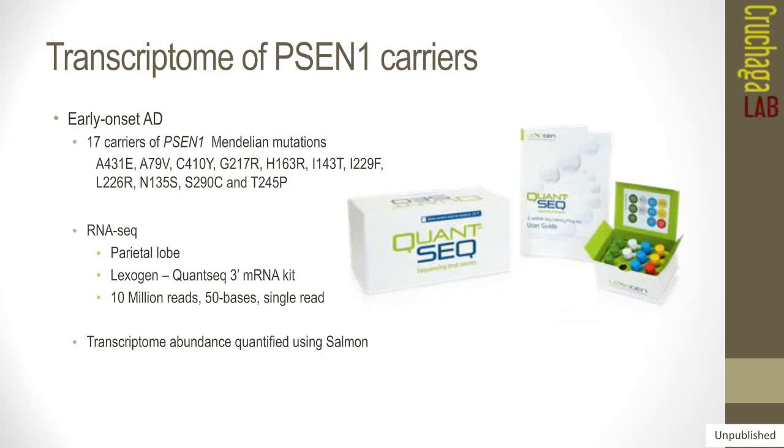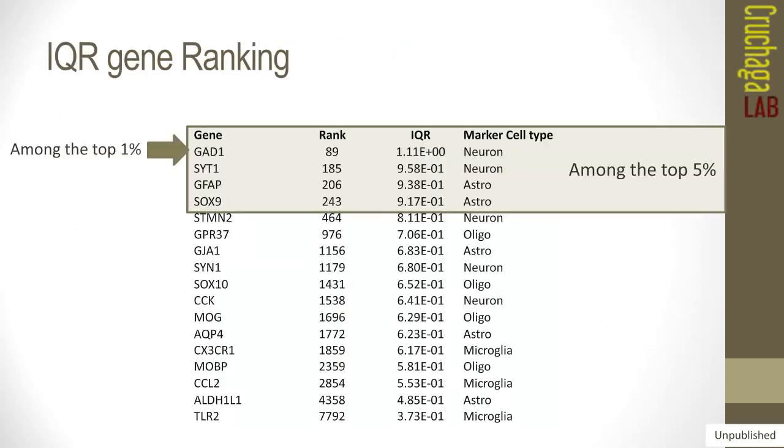And we re-quantify the expression levels using, again, Salmon with specific settings. We didn't use the whole gene because this kit is capturing the 3' end of the transcript. So we model only the 3' end of the transcript as a reference for Salmon. And again, we only sequence PS1 carriers, so we try to see how the cell distributions were in these subjects.